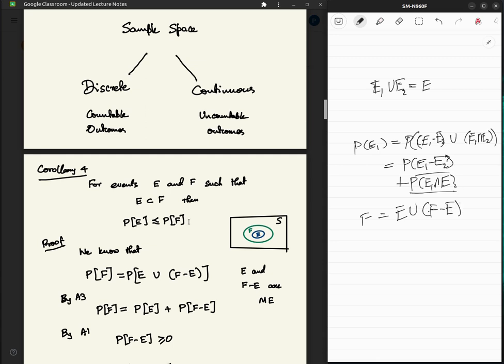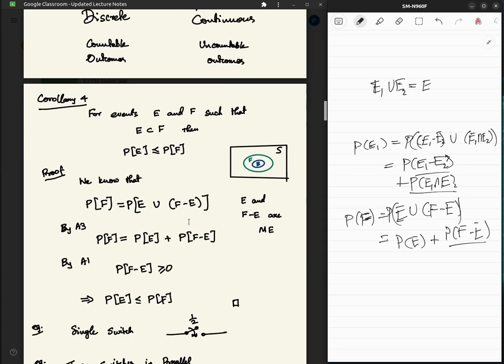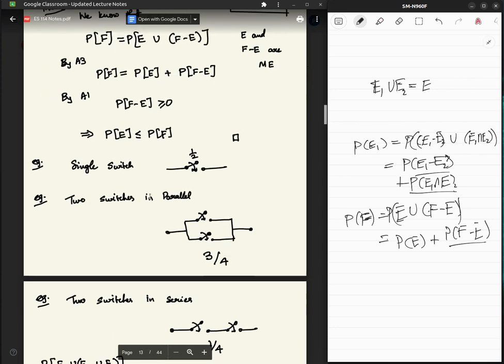He's doing the same thing, isn't he? I'm not looking, okay? I'm seriously not looking, so I won't know what he's doing. And then you just apply the probability on these two sets. Now, since E and F minus E are mutually exclusive, you can break this. It's just probability of E plus the probability of F minus E. Now we know every probability is bigger than or equal to 0, so there you go, probability of E is less than or equal to probability of F. Easy. Yeah, the same stuff over there.